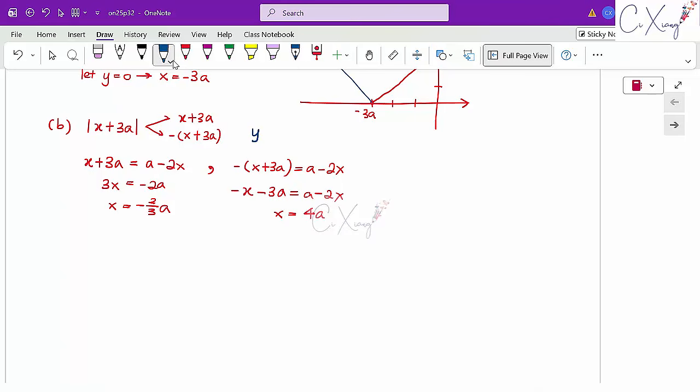Okay, so I'm having my original inequality, right? Let's recall again. Our original inequality in this question is |x + 3a| must be greater than a − 2x. Okay, so I'm having two critical values here. I need to try it part by part.